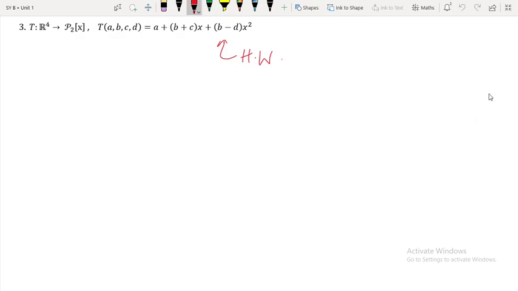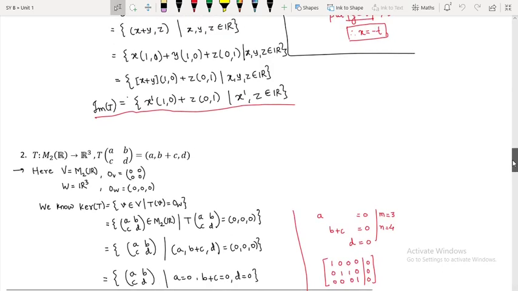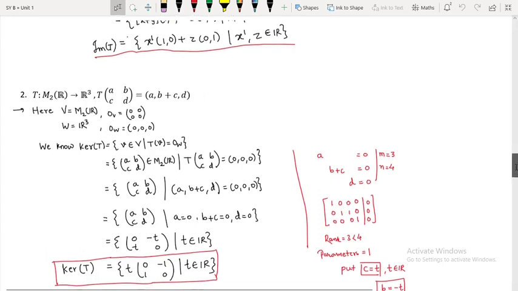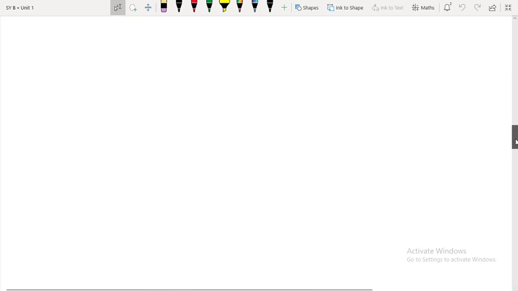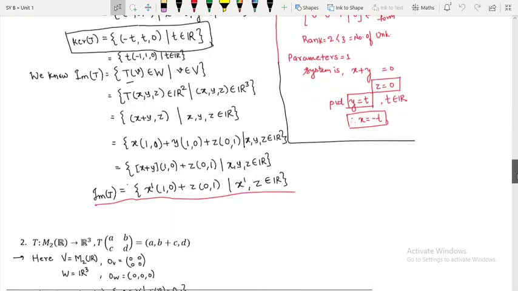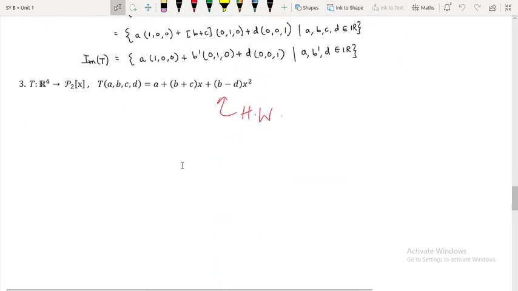Now just keep in mind there is just one difference. In the last example we were having a linear transformation from M2 of R to R3, and in the first example it was R3 to R2. Now it is from R2 to P2 of x. So you should know what P2 of x is actually.